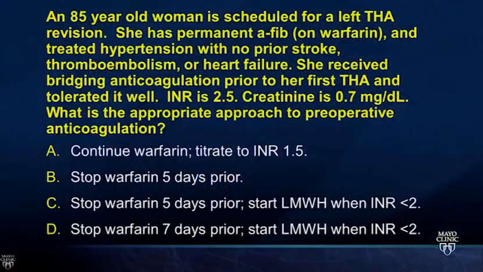An 85-year-old woman scheduled for left THA, permanent atrial fibrillation, treated hypertension, no prior stroke or thromboembolism. Her INR is 2.5, creatinine 0.7. What's the appropriate approach to preoperative anticoagulation? Continue the warfarin, titrate it down, stop the warfarin 5 days prior without bridging, stop it 5 days with bridging, stop it 7 days with bridging. What would you do? Let's see if you can get another 100% on this thing.